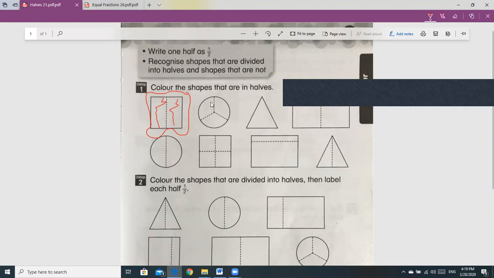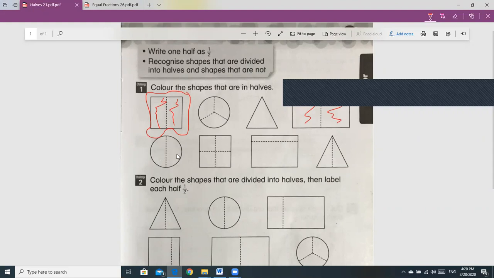Is this divided into half? It's divided into what? 1, 2, 3. It's 3 parts. Are these 3 parts half? No. So I will not color. It's not half. Is this one cut into half? It doesn't cut at all, so it's not half. Is this one cut into half? Yes, they are 2 equal parts. Yes, it's half. So I will color it.